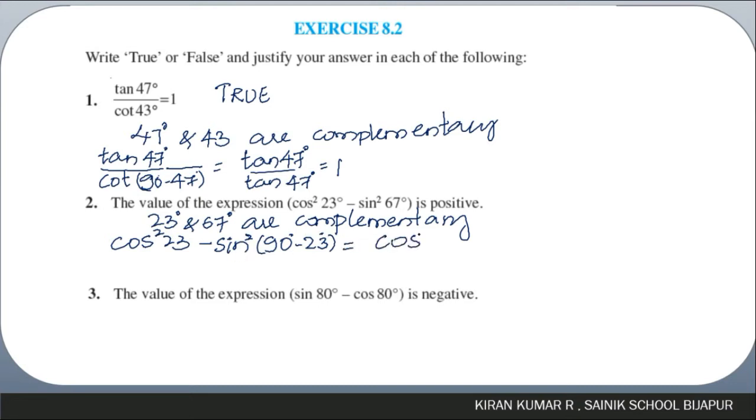It becomes cos square 23 minus cos square 23. We get it as 0. We all know that 0 is neither negative nor positive. Therefore, the given statement is false.